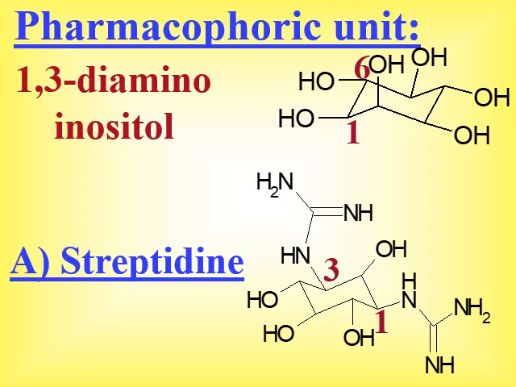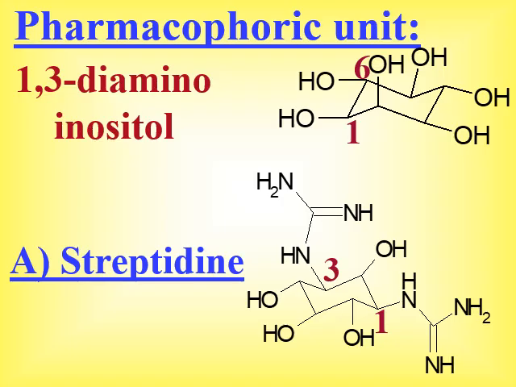The 1,3-diamino inositol are having 3 types. The first one is known as streptidine. You see the structure here of streptidine. It is inositol, but the 1 and 3 we have guanidine. The 1 and 3 position we have guanidine, and the prototype of this group is streptomycin.